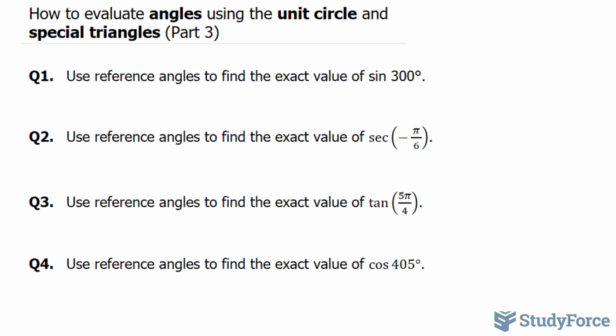We can do that easily by taking 360 degrees and subtracting it from 300. The reason why I chose 360 degrees is because if you plot the terminal side for this angle 300, it will be in the 4th quadrant. And if it's in the 4th quadrant, you always subtract by 360. We end up with 60 degrees.